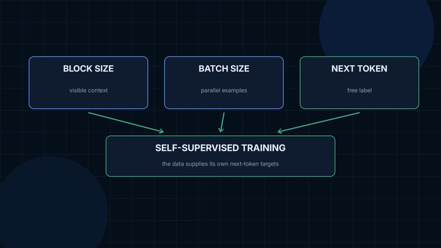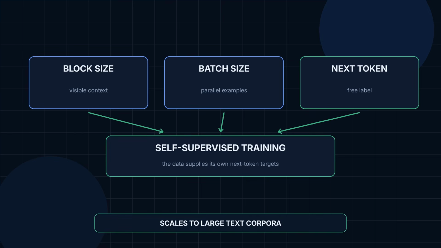So there's no human labeler required, which is a big part of why language models can be trained on so much text. I hope this made batching feel a little less like tensor operation and more like a very efficient study routine. And in the next video, we'll open up the model itself and we'll talk about embeddings, attention, and how TinyGPT turns a batch of token IDs into predictions.